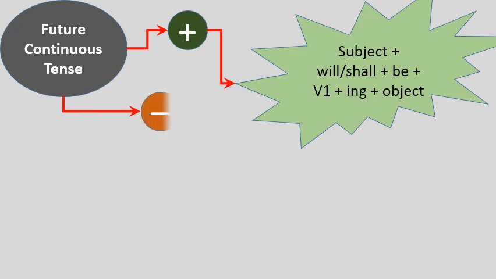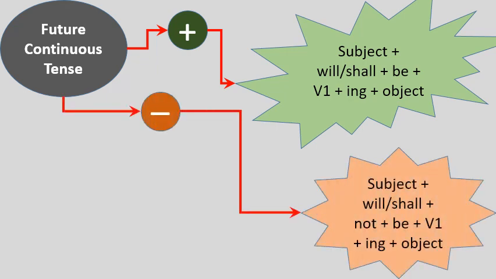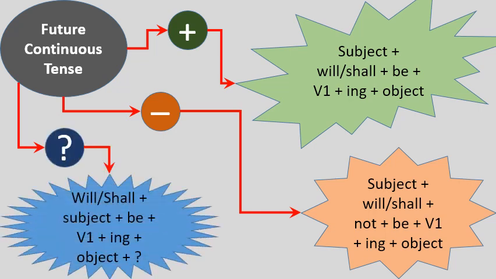In the negative sentence, the structure will be subject plus will or shall plus not plus be plus first form of the verb plus ing plus object. For example, I will not be singing in the concert tomorrow. In the interrogative sentence, the structure will be will or shall plus subject plus be plus first form of the verb plus ing plus object. For example, will you be singing in the concert tomorrow?